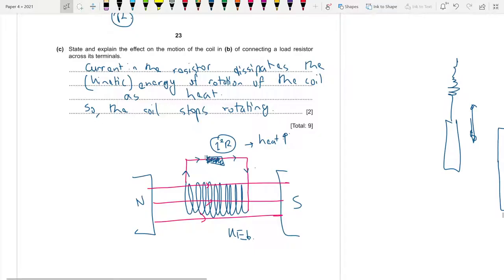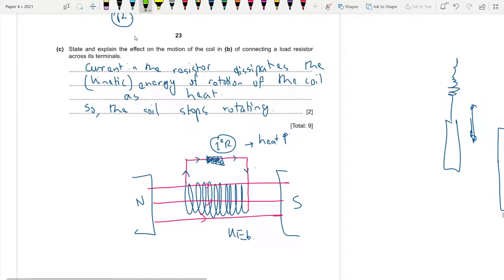As current flows through the resistor, it dissipates some heat energy. Where is this heat energy derived from? The current in the resistor dissipates heat energy which is derived from the kinetic energy of the rotation of the coil. So over time, the kinetic energy of the coil will decrease, and the coil will stop rotating at one point. So you can either talk about energy dissipation, or you have an alternate route.